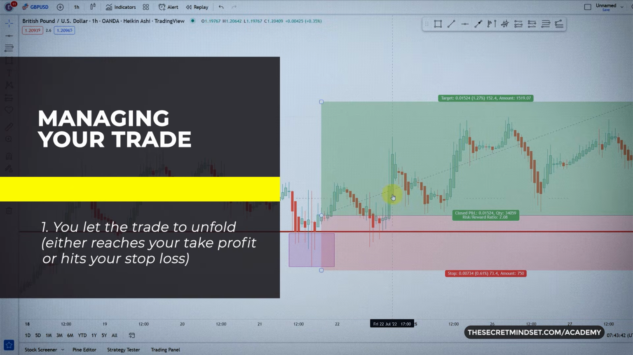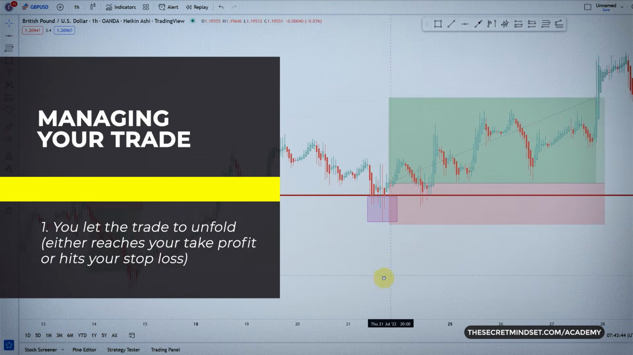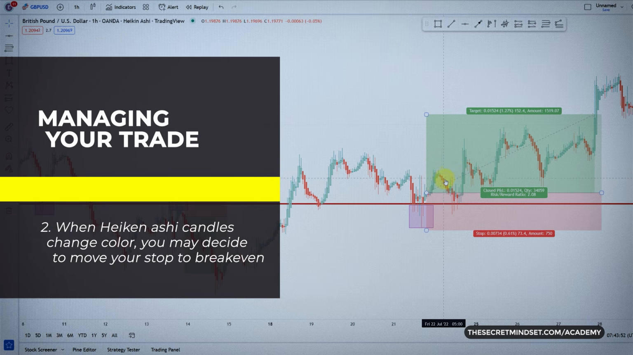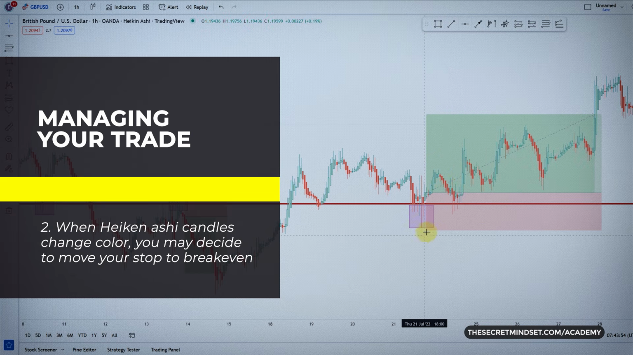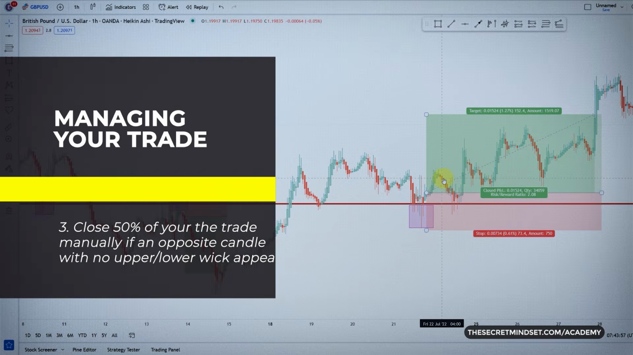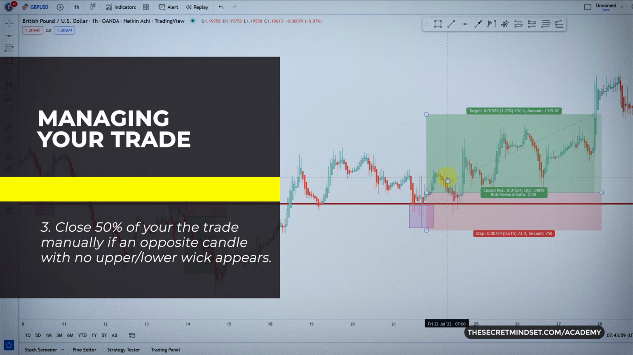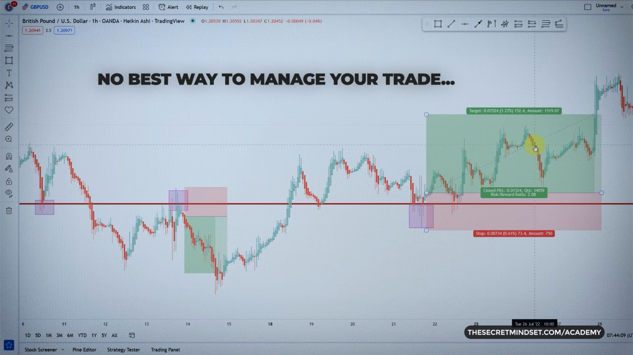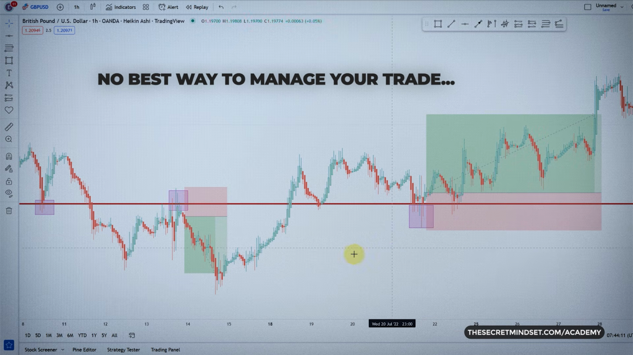Now, as a side note, you decide how you want to manage your trade. I recommend to wait for the trade to unfold, but if you want to minimize risk when the Heiken Ashi changes color, you may also decide to move your stop to break even, or you may even decide to close 50% of your trade manually if a red candle with no upper wick appears. There is no best way to manage your trade. In some cases, it's better not to close the trade when an opposite candle appears. In other cases, this action will preserve your profit.